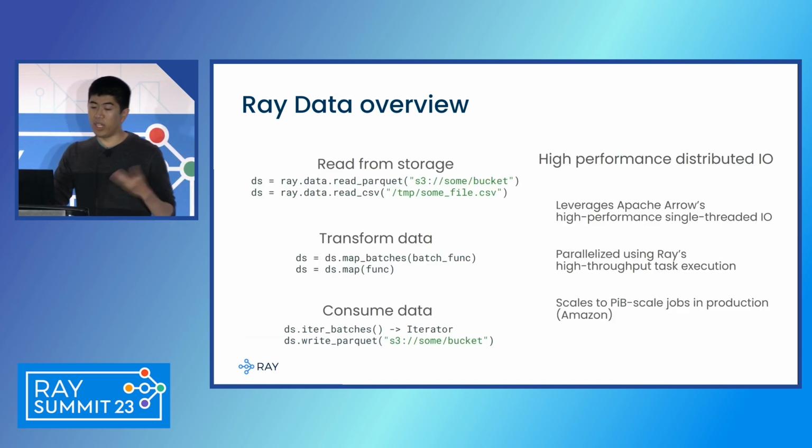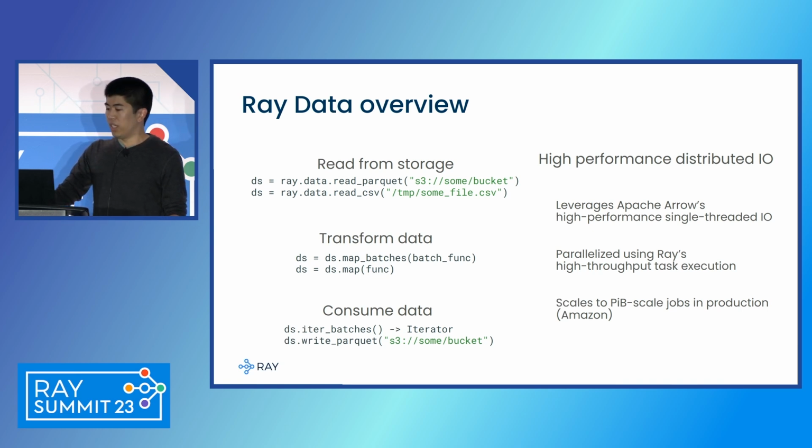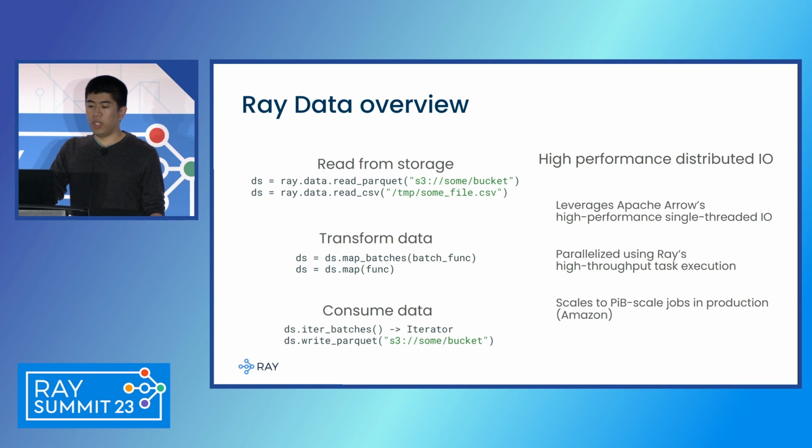The Ray data APIs that you kind of need to know for this talk are those for I/O, for transformation, and consuming data. So this is probably not unfamiliar if you're used to working with dataset APIs. We have APIs like read Parquet, read CSV. You can transform your data with a UDF that you put in. And you can also consume data.